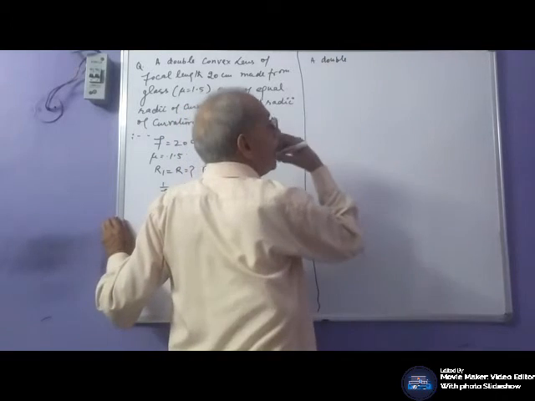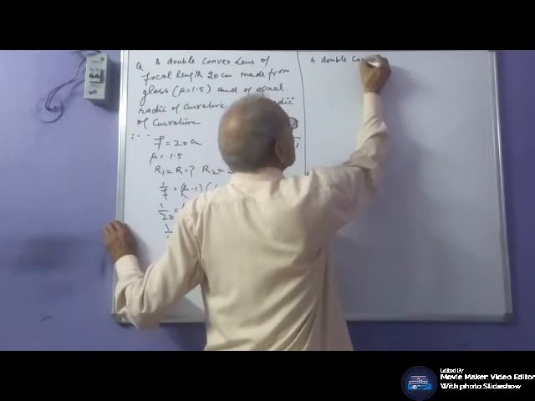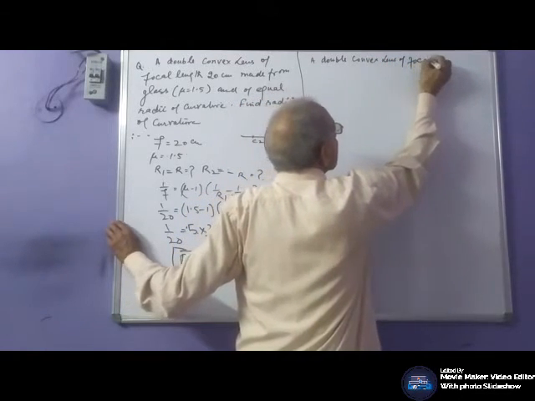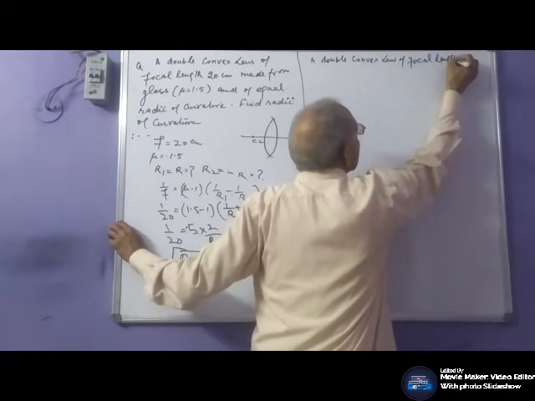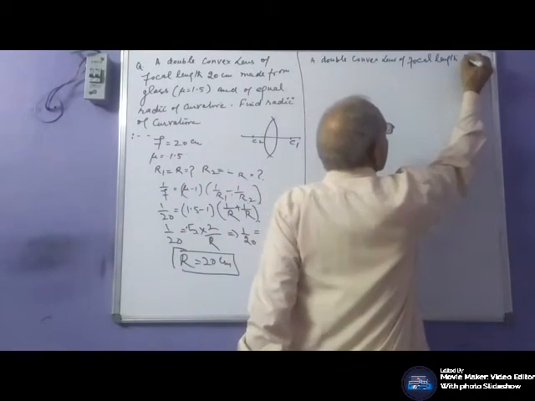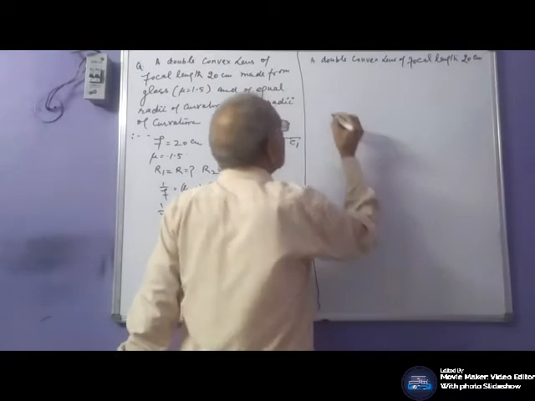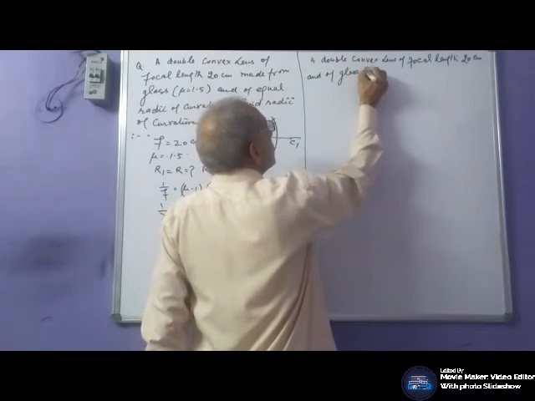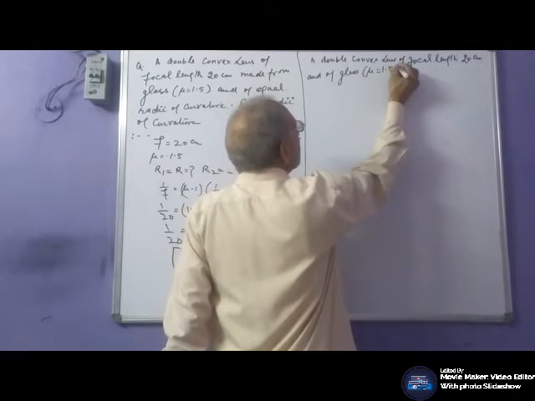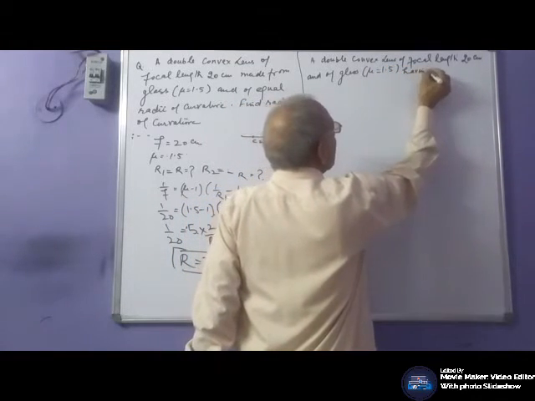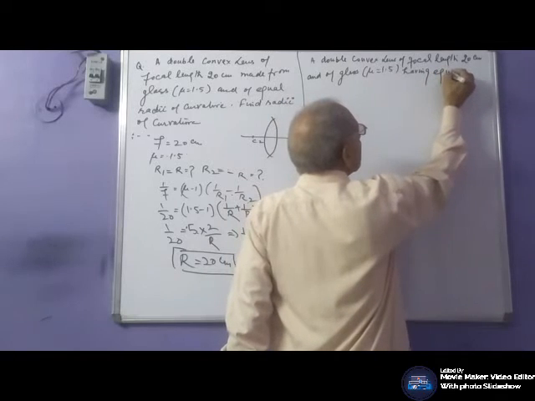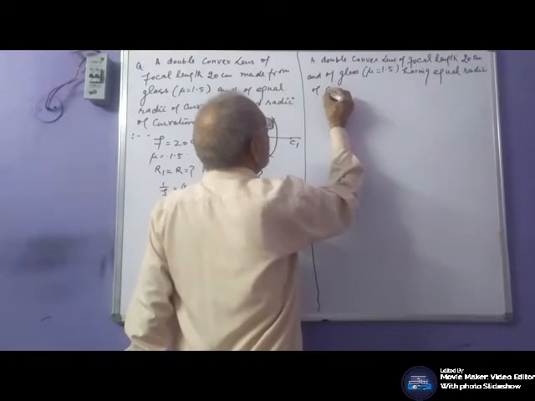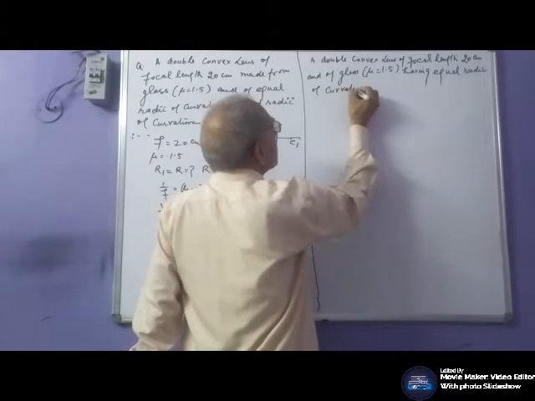A double convex lens of focal length 20 centimeter and of glass, mu 1.5, having equal radii of curvature.